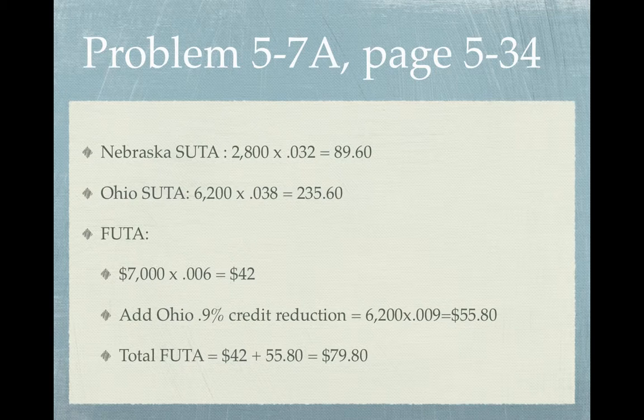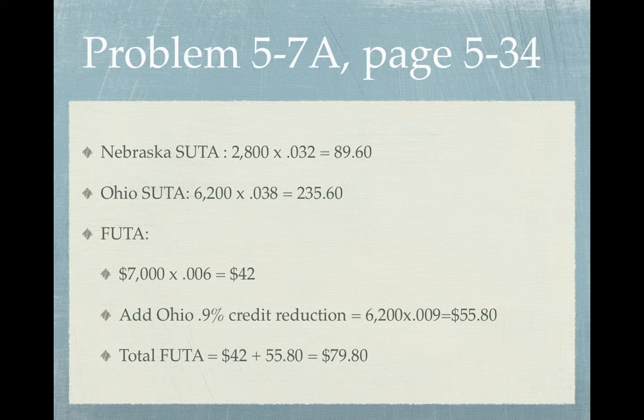The federal, we look at that 7,000 times the 0.006 would be 42. But it doesn't stop there, because it tells us in Part C that Ohio is a credit reduction state. And what you should know by now is that a credit reduction state means that they have had outstanding loan balances as a state for 2 years now. So all the employers have to pay additional percentage until that balance is paid off.